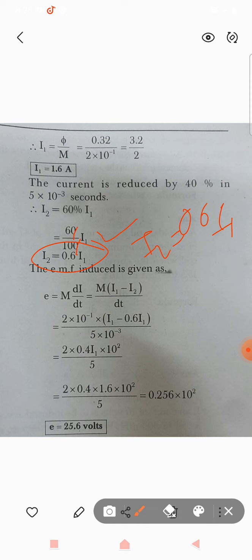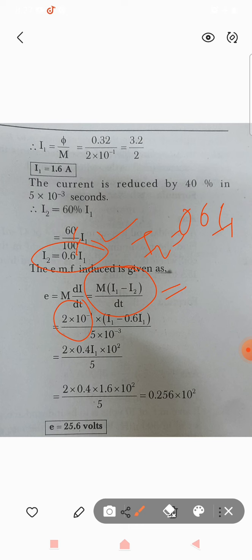Now the EMF induced is given by the formula E is equal to M into di by dt. So this EMF developed in the secondary coil we have to calculate. So E is equal to M into di by dt. So di means the change in the electric current. What is the value of M? Mutual inductance, 2 into 10 raised to minus 1. Then I1 as it is, then I2 is 0.6 I1, then divided by time 5 into 10 power minus 3.